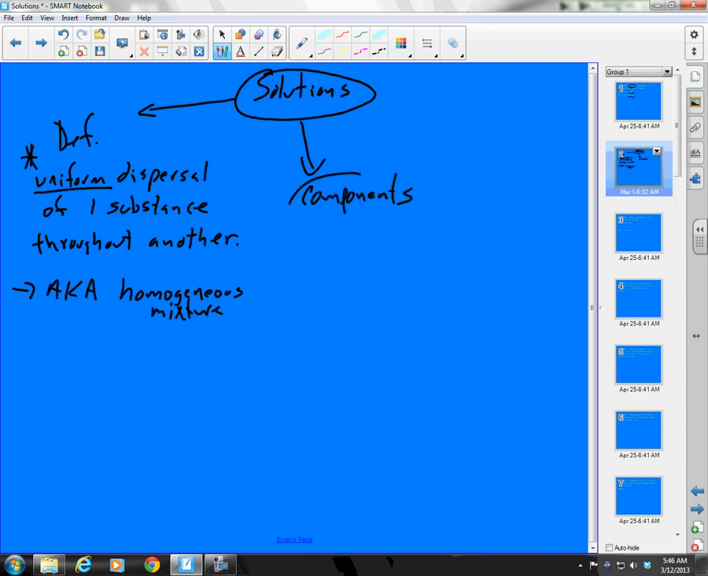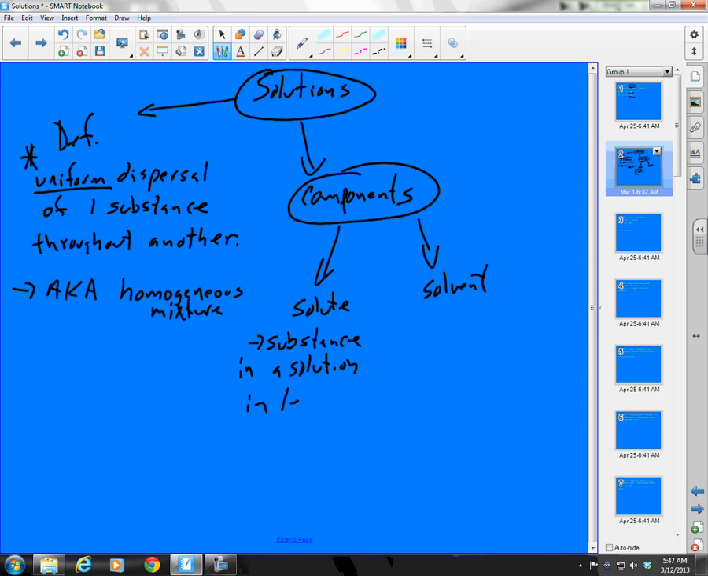Components which compose a solution. A solution is made up of two parts, something called the solute and something called the solvent. And the solute is the substance in a solution in lesser quantity. And in contrast, then, the solvent is the substance in a solution in greater quantity. Okay, good. That's pretty simple. And I think we can answer our first question.